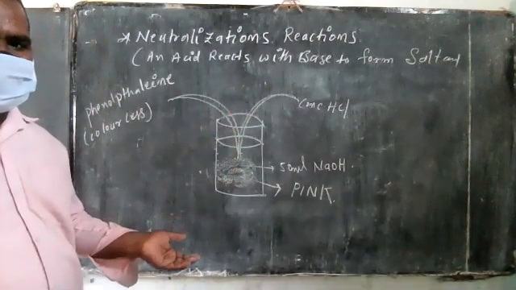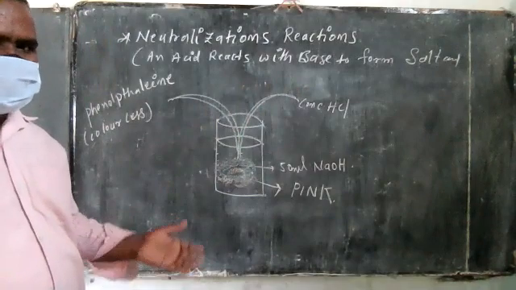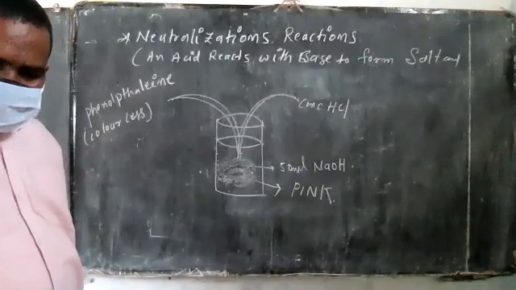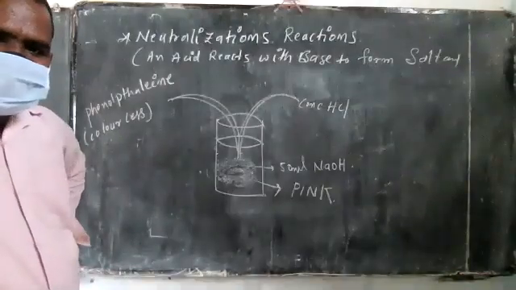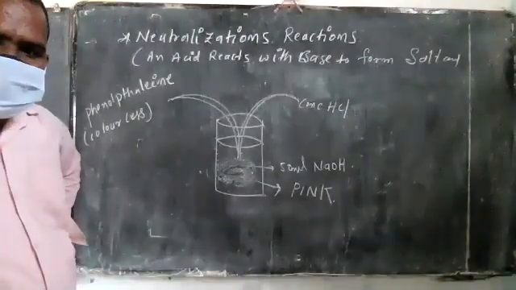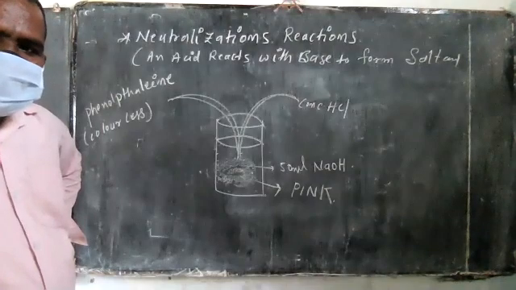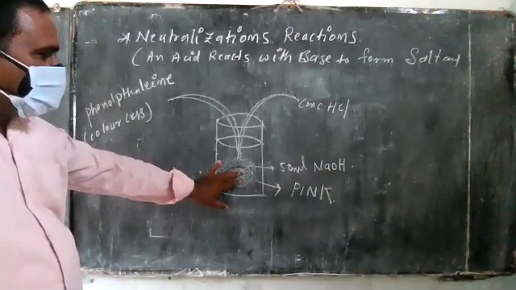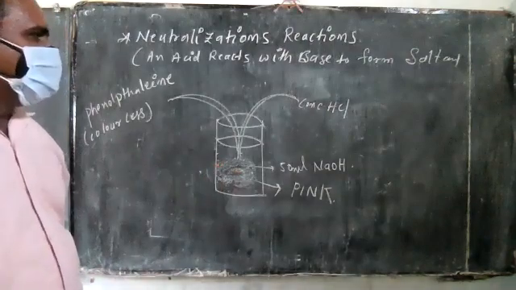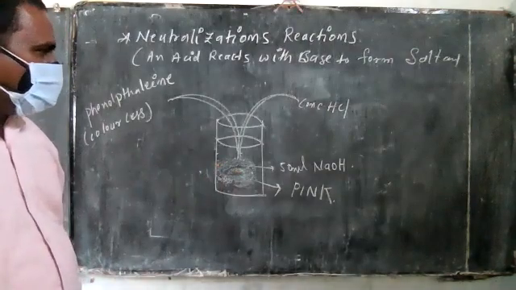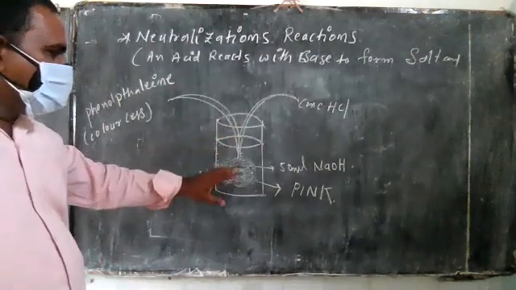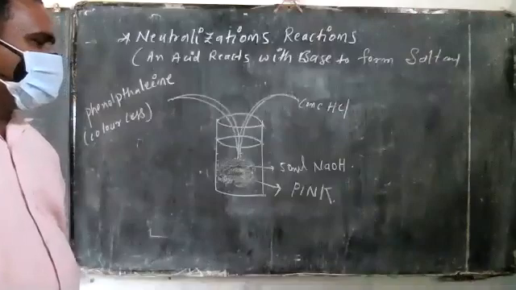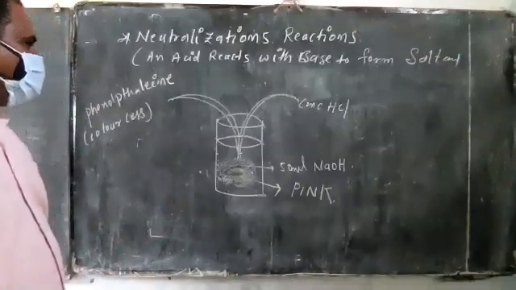The HCl solution's intensity is more. So when the HCl solution is added, slowly the pink color disappears. Why does it disappear? Because as HCl is added, HCl becomes more dominant. That's why the pink color disappears.